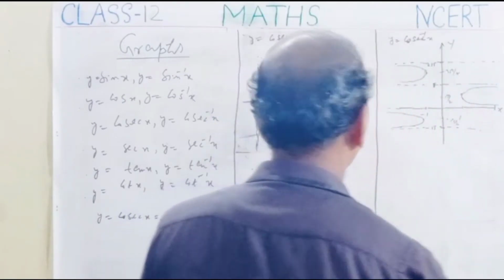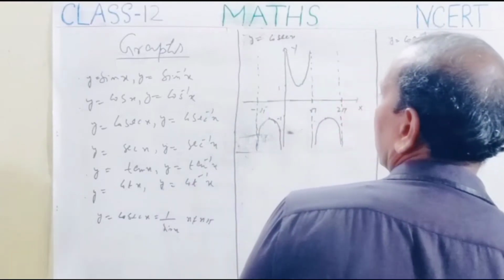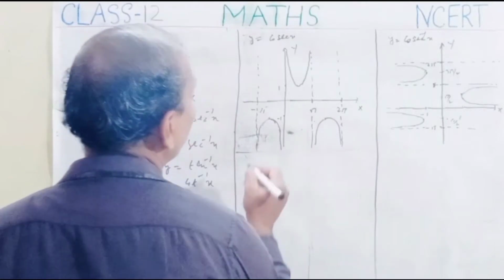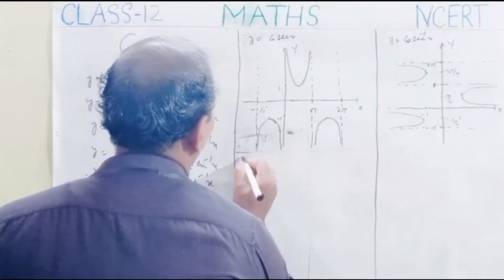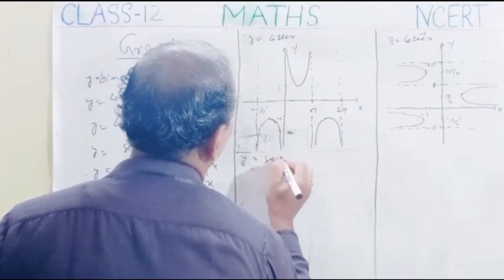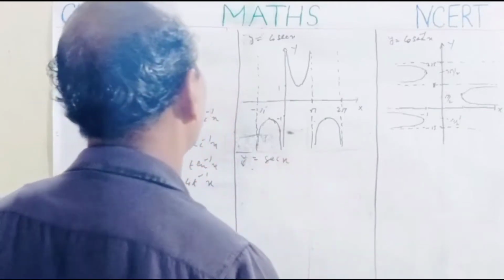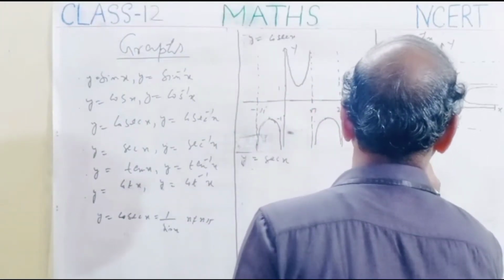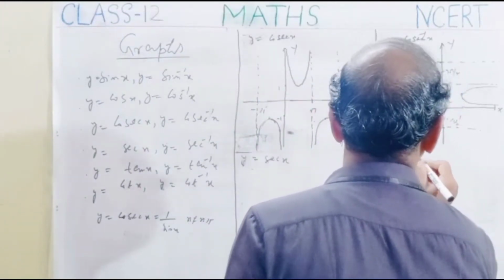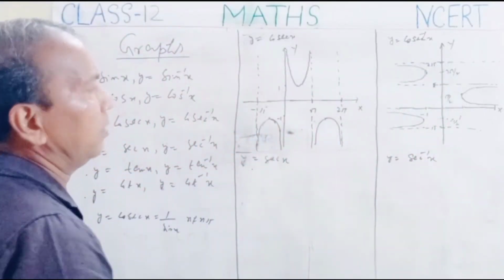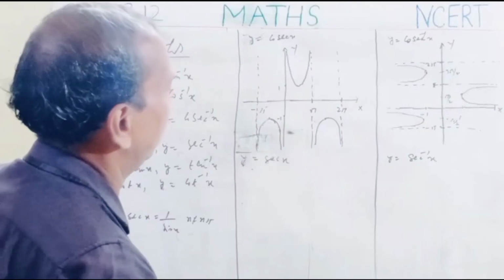So now I will take the graph of y is equal to sec x, and then y is equal to sec inverse x. So this is your y, and this time I am taking sec x, and here I am taking the graph y is equal to sec inverse x. Again I am repeating, not defined means that point is at infinity.